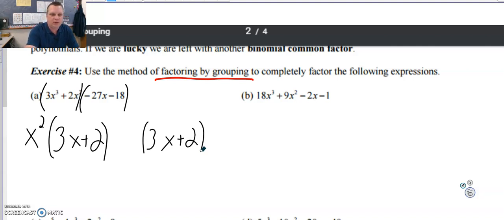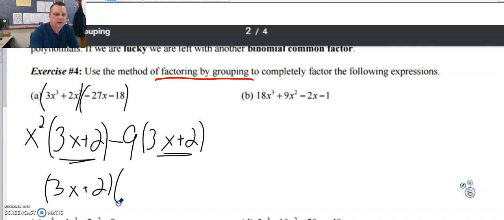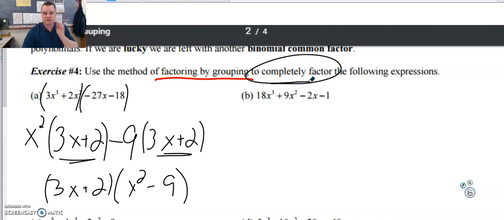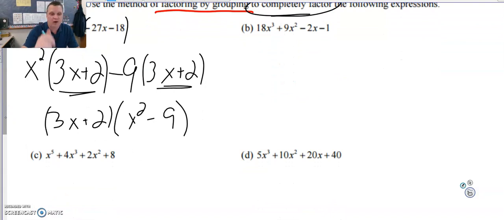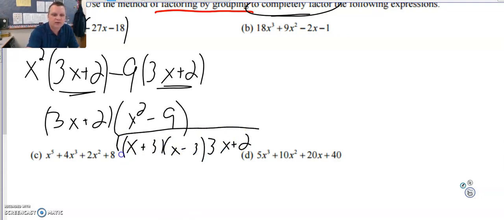So what we can take out is a negative 9. Okay, to give me back that negative 27x minus 18. So then your 3x plus 2, and then x squared minus 9. Now you have to be very careful because it says factor completely. So we have to be able to also notice now that this x squared minus 9 is a difference of two squares. So it's x plus 3, x minus 3, and then don't forget the 3x plus 2. So this is factored completely. Okay, so you got to go as far as you can.